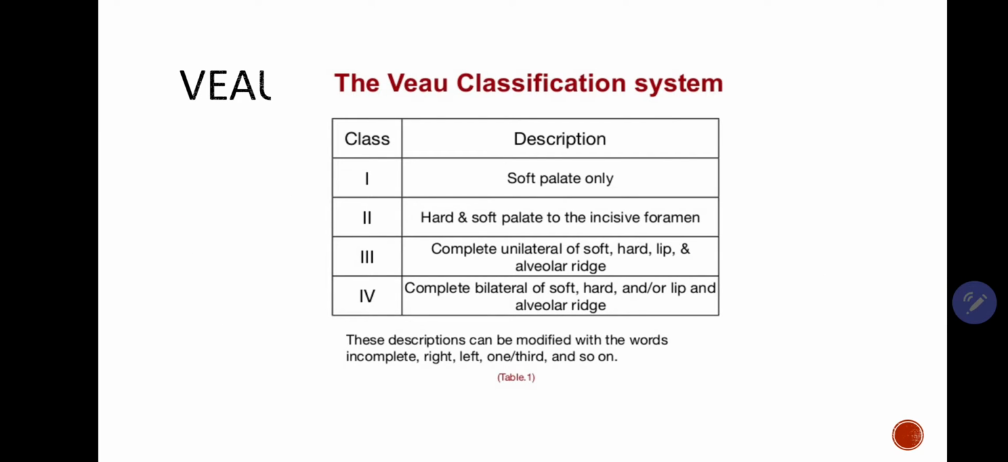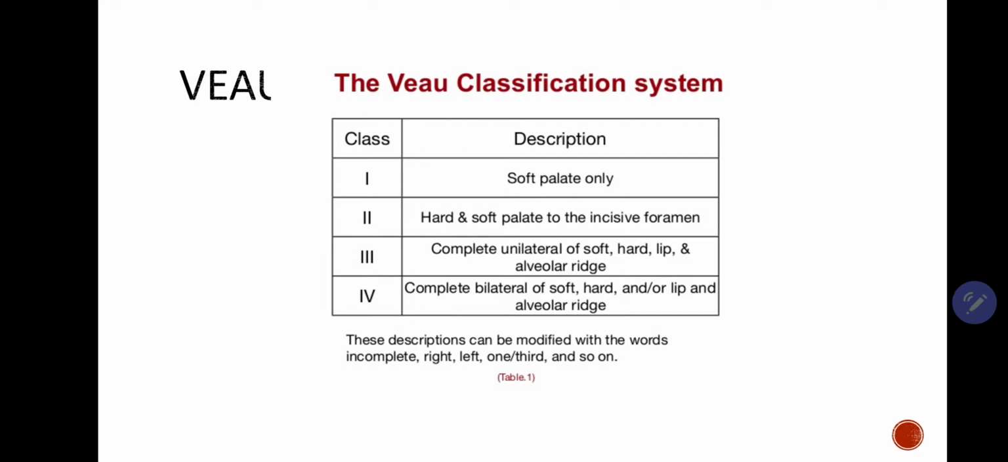Next classification is the VEAU classification. In this we have 4 groups. The first, Davis and Ritchie classification, has 3 groups. The VEAU classification has 4 groups, in reverse to the Davis classification. In this, class 1 is the classification which involves the cleft of the soft palate only.